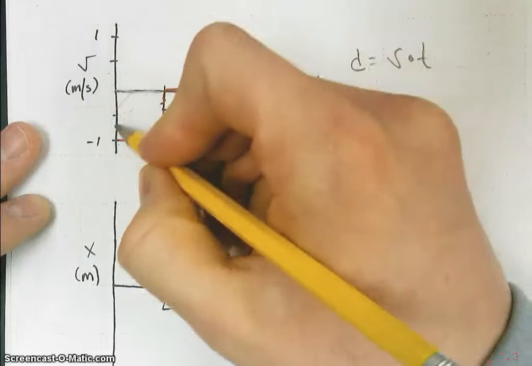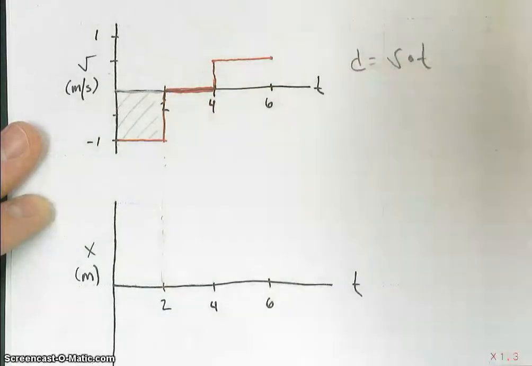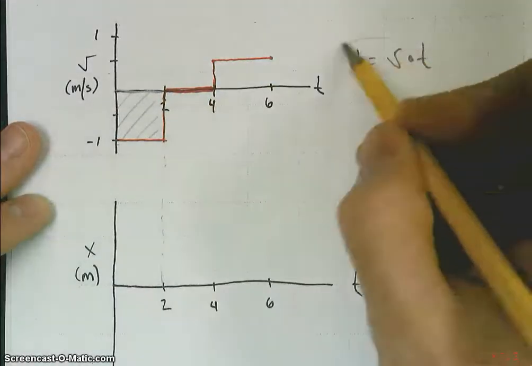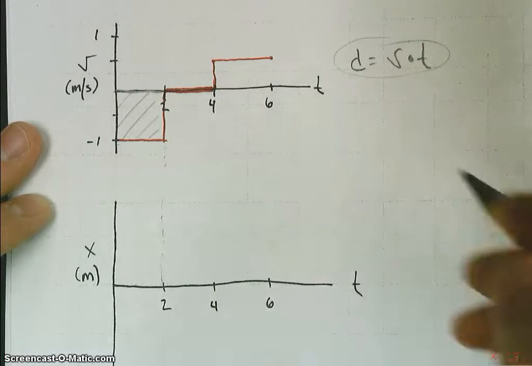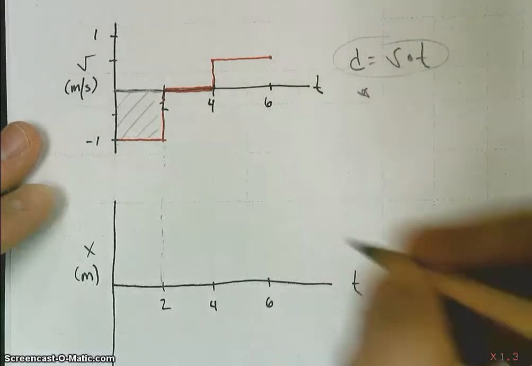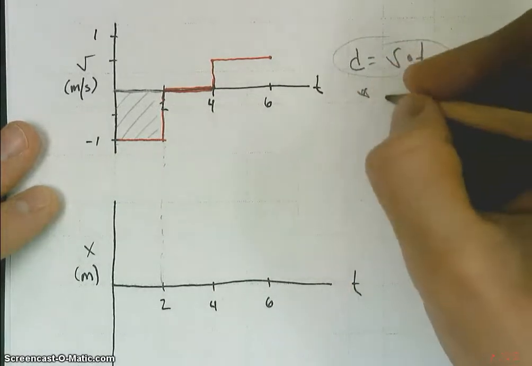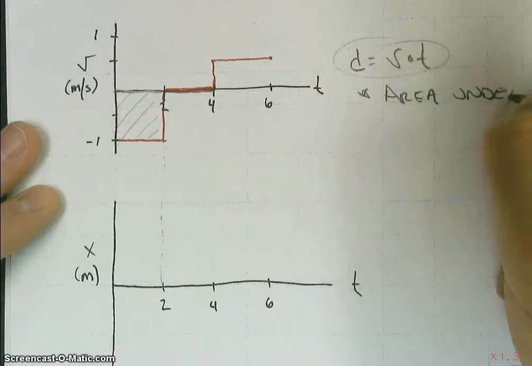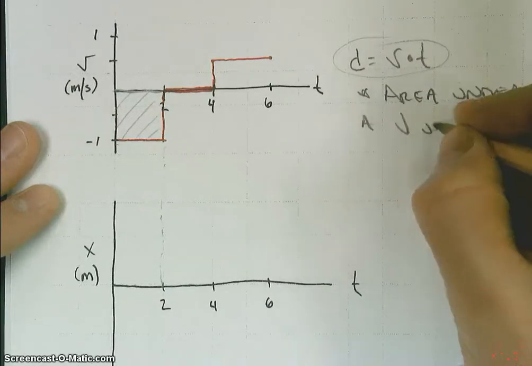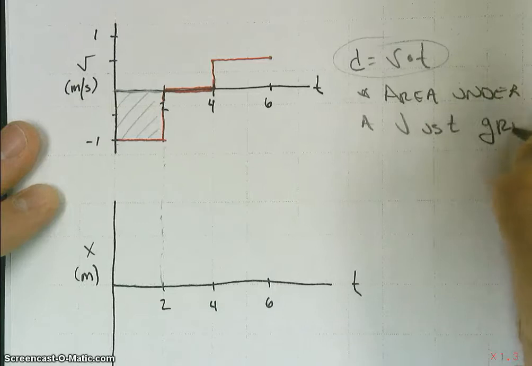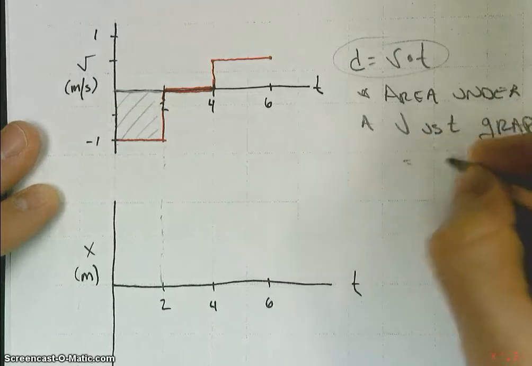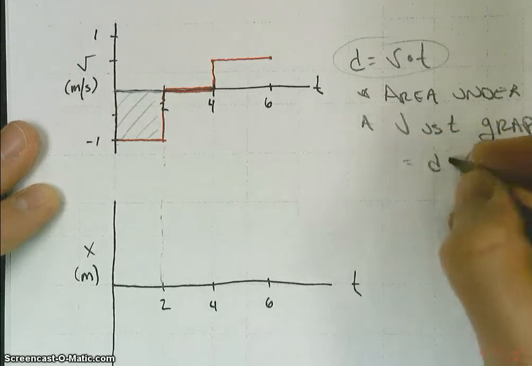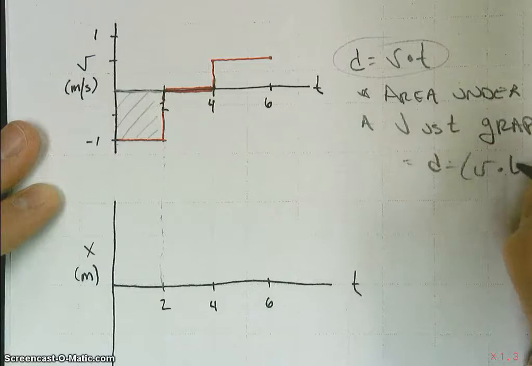And then I just want to know what the area of this box is, because essentially the area of this box is the distance the object travels. We'll put that down on paper because I think that's important to have in your notes. The area under a v versus t graph, well, that's distance, because that's velocity times time.